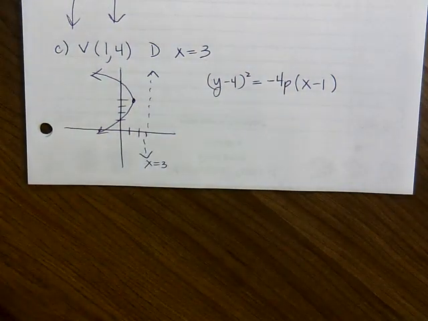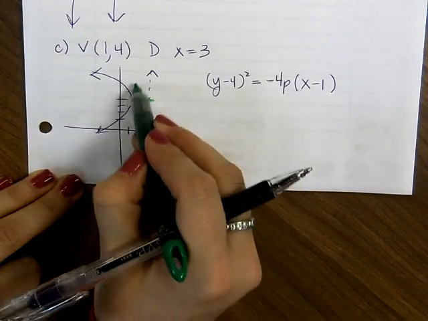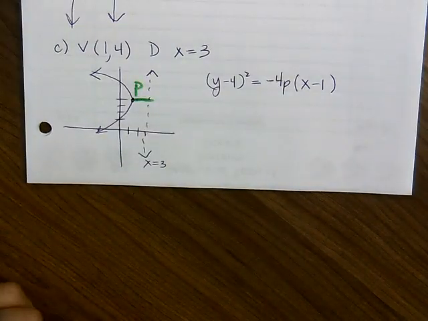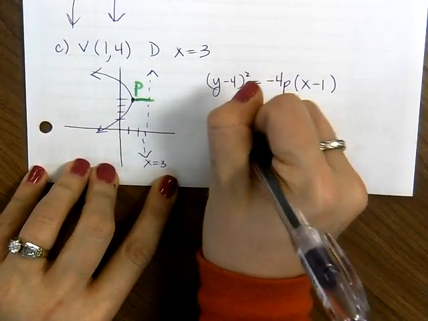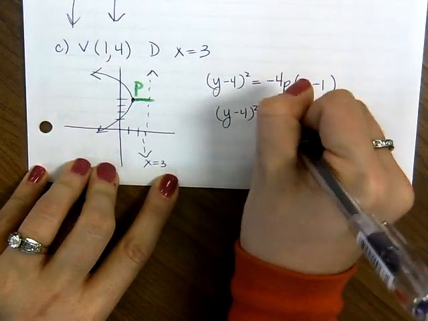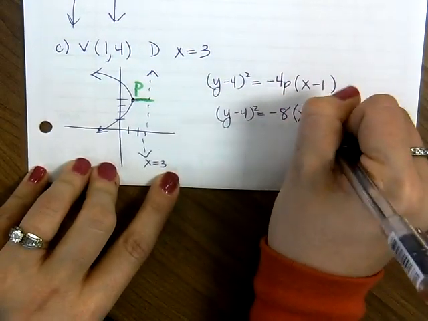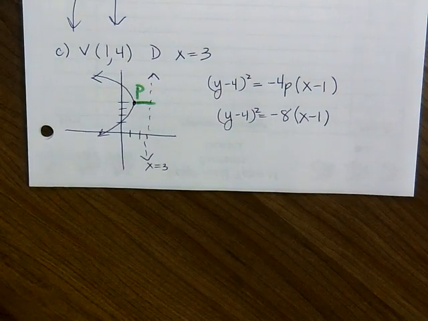What is this distance right here? This is P, right? You have to know your definitions. So P is from the vertex to the directrix or the vertex to the focus. So that means we know that P has to be 2. So plug it in. This would be considered an easy one again. These last two are really easy because you've been given P and the vertex. There's really nothing to figure out, just the direction.